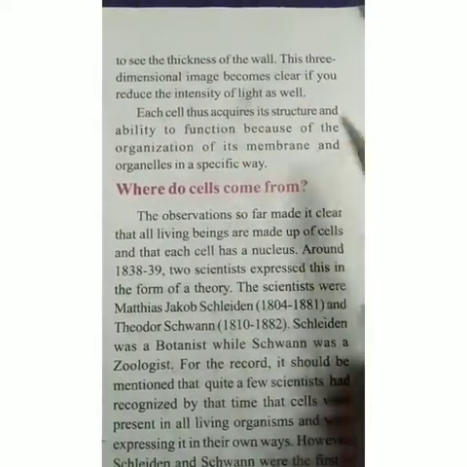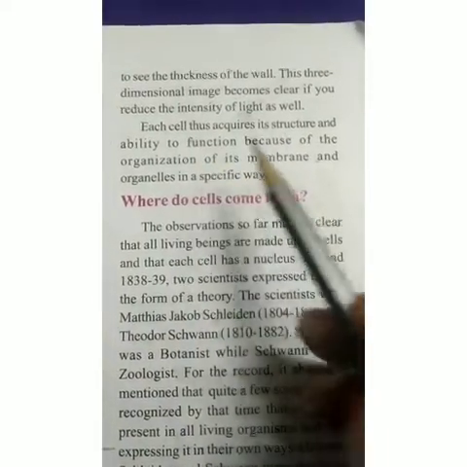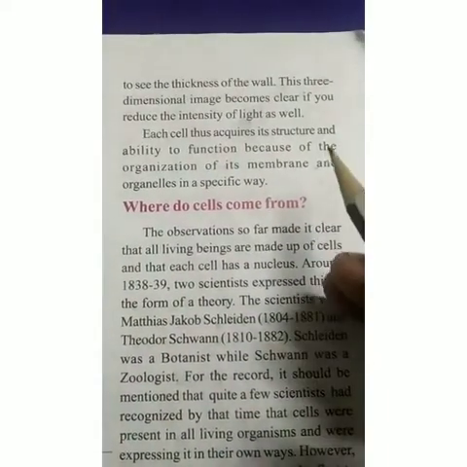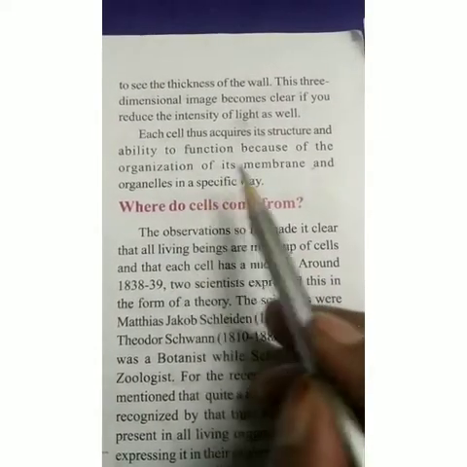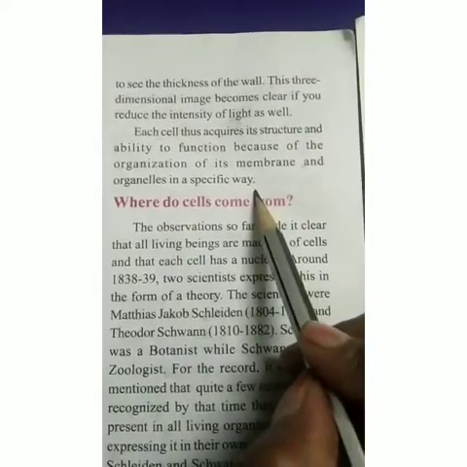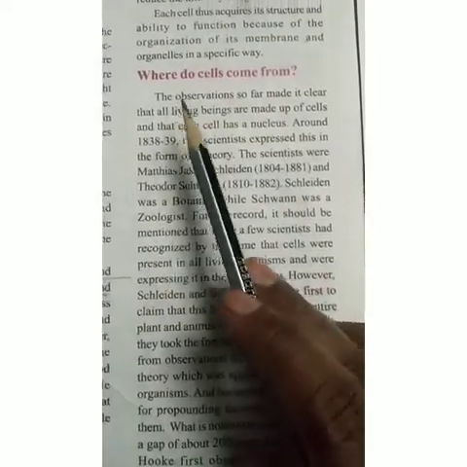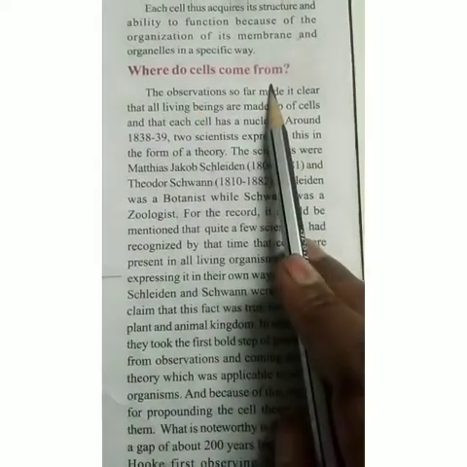The cell acquires its structure and ability to function because of the organization of its membrane, organized in a specific way, in a perfect way. Here is the last topic: where do cells come from?